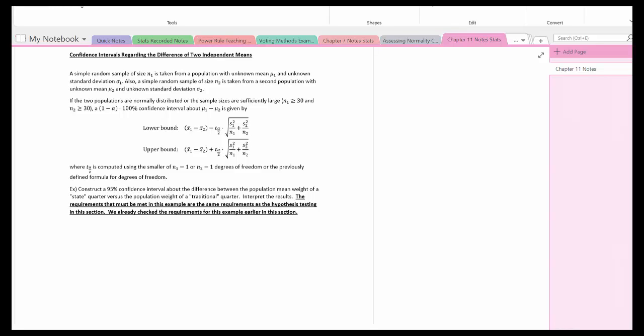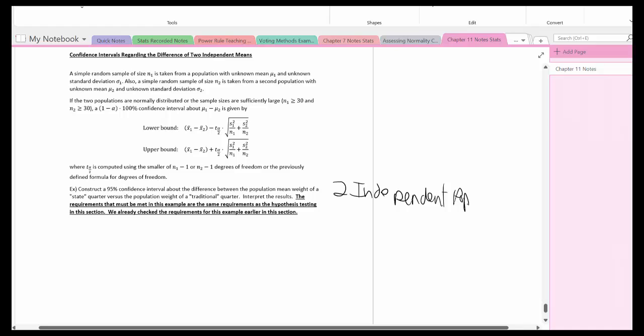Okay, so let's take a look at an example with this. Construct a 95% confidence interval about the difference between the population mean weight of a state quarter versus the population weight of a traditional quarter. So what do we have at this stage? We have two independent populations with a mean. It's asking for a confidence interval, and we're asking about the difference of two means.